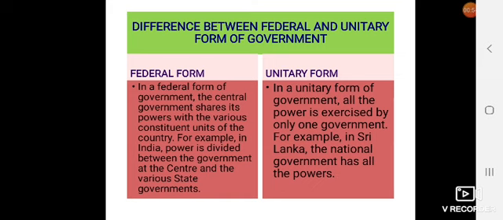As already mentioned, in a federal form of government, the government shares its power with the various constituent units of the country. For example, in India, power is divided between the government at the center and the various state governments. As compared to it, in the unitary form of government, all the power is exercised by only one government. That means the power is totally centralized in the national government. For example, in Sri Lanka, the national government has all the powers. So all the affairs of the country are looked after by only one level of government in a unitary form of government. So these are the differences between the federal form of government and the unitary form of government.